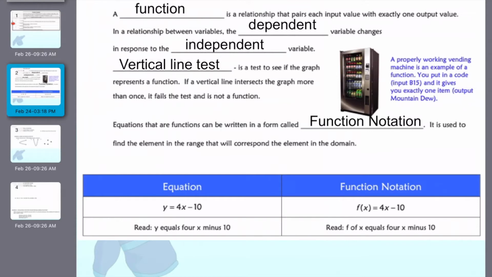And the thing that's really important for us to remember when it comes to functions is we can think about them like a vending machine, right? If I were to input a code, I am going to get exactly one item out of the vending machine. It would not be a function if I were to input one code and I could get 5 things out of the vending machine. That would be an example of not a function. So let's put these ideas to the test and try to figure out what is a function and what is not.